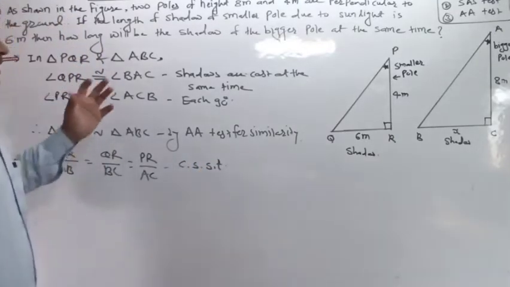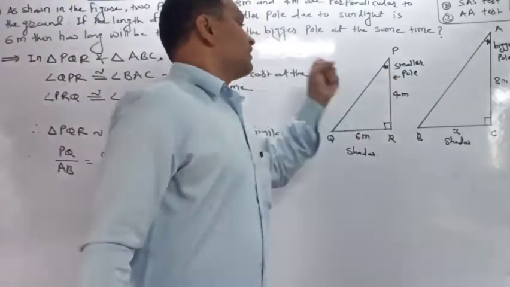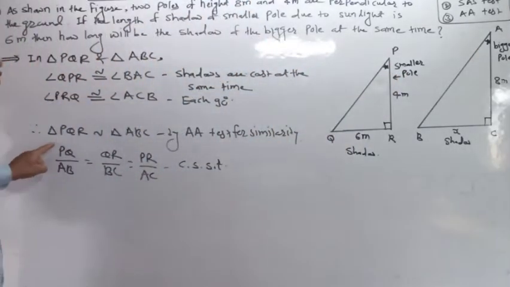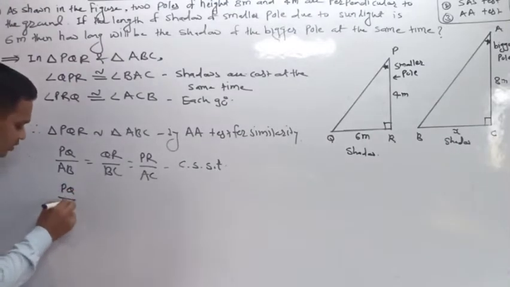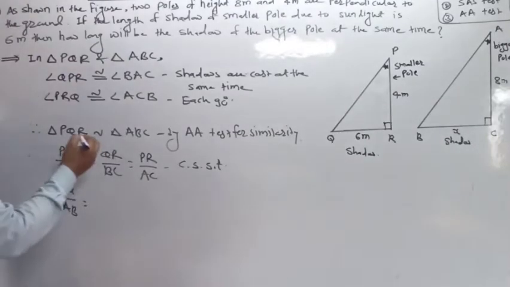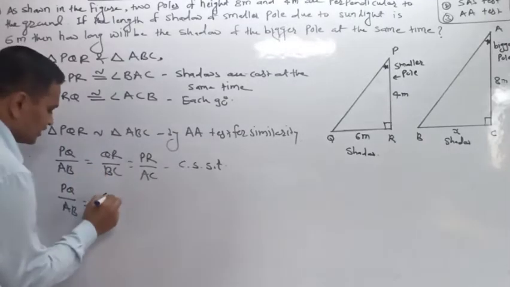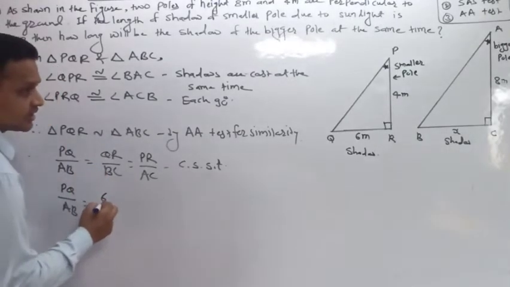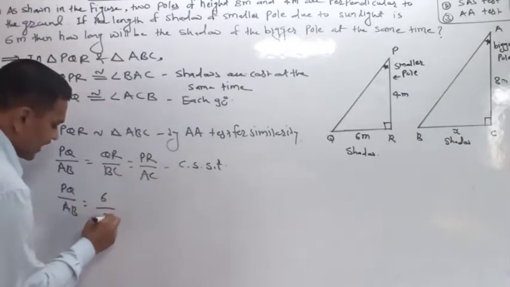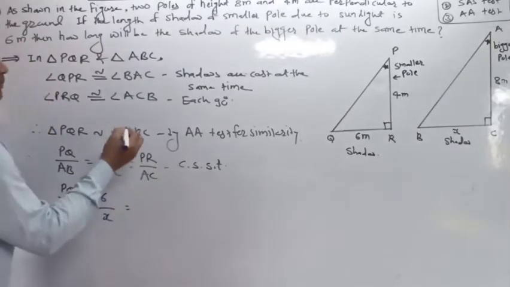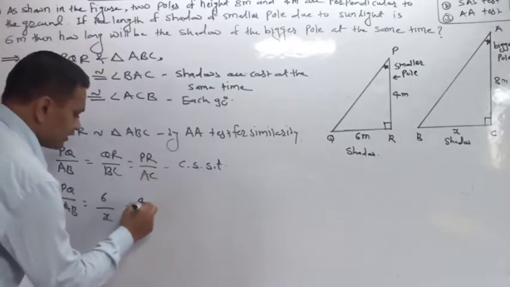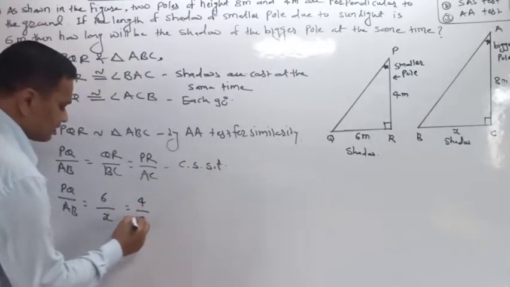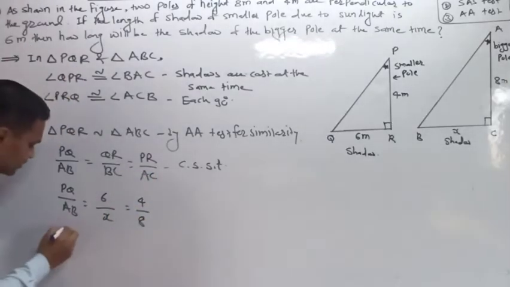Understand? The lengths of sides of the two triangles are given in the figure. What is PQ? It is not given, so it stays as it is, and likewise AB. Length of QR is 6 meters. Length of BC is x meters. Length of PR is 4 meters, and AC is 8 meters. We can delete this first ratio.